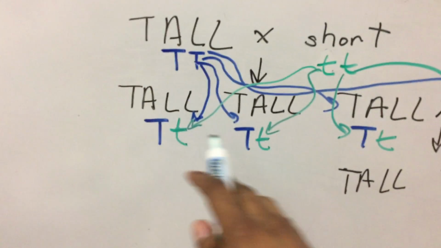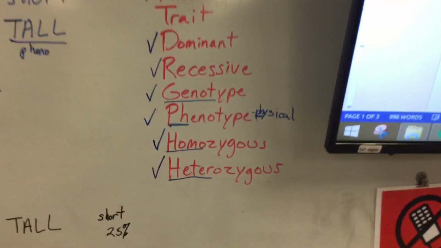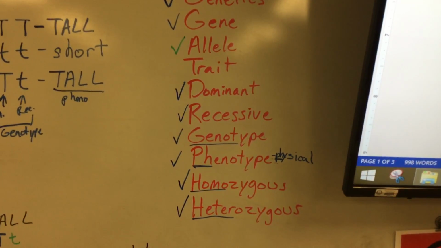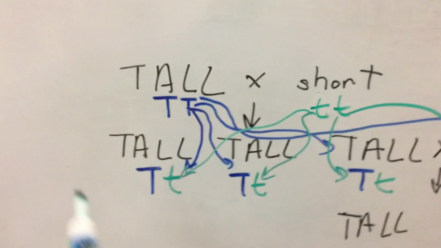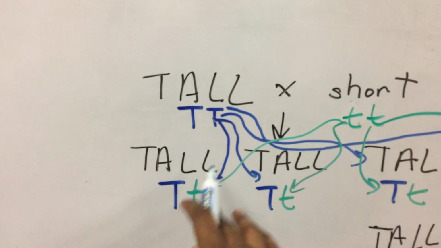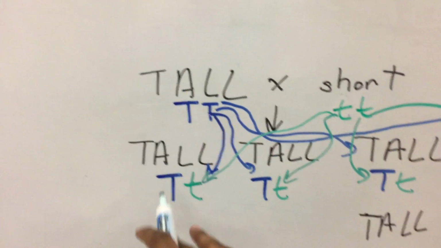So all these offspring would be called what? What word would we use from this list to refer to all of the offspring? It would be heterozygous, because each of these offspring's genotype has two different alleles. One short, one tall. One dominant, one recessive. So these are all heterozygous.